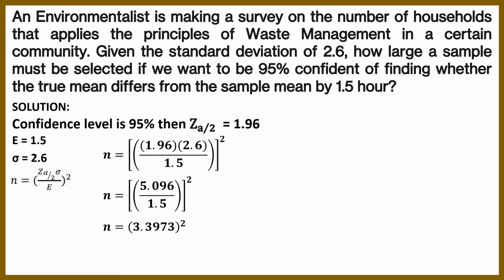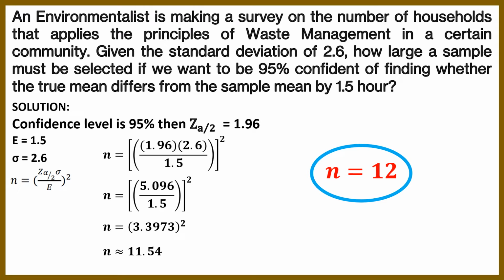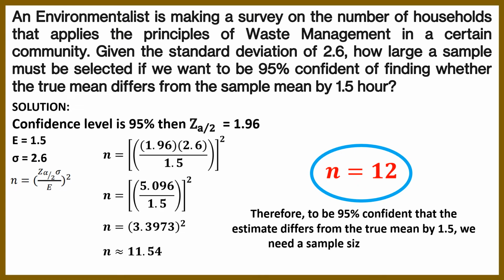So ang kunin natin is at least 4 decimal places para mas safe tayo na mas malapit tayo doon sa original result. Okay, so 3.3973 raised to the second power, or 3.3973 multiplied by 3.3973, is approximately 11.54. So therefore, the sample size is 12. Okay, so round up natin para makuha natin yung sample size. So our sample size is 12. So therefore, to be 95% confident that the estimate differs from the true mean by 1.5, we need a sample size of at least 12. Okay, next example.